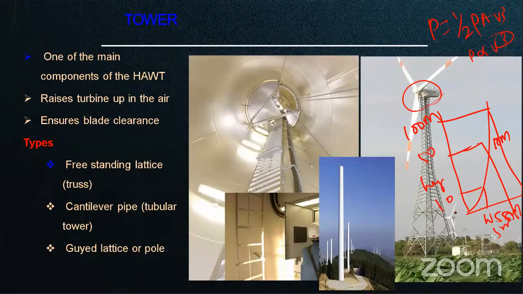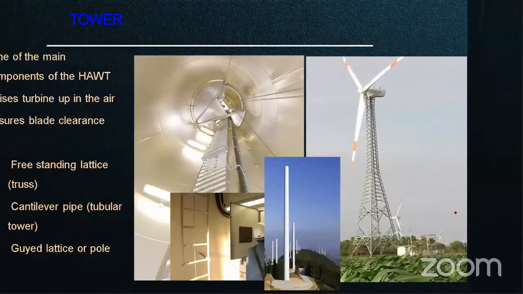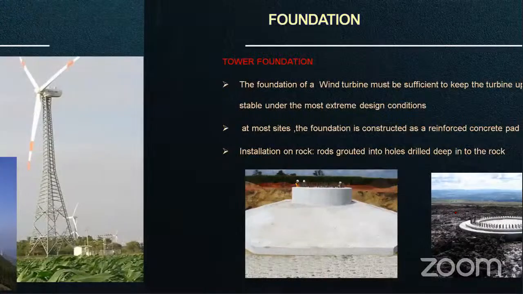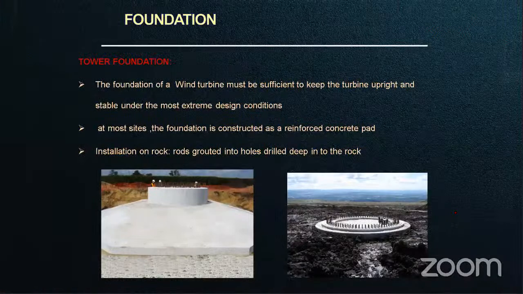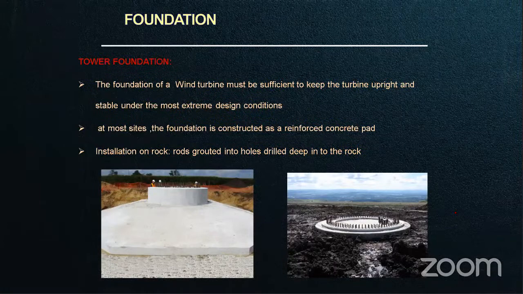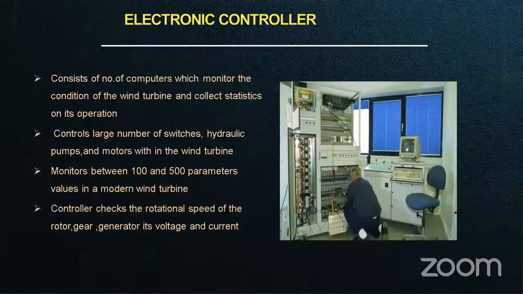Various different types of towers are there, and also the foundation. The foundation is another most important component and must be sufficient to keep the turbine upright. Whatever the wind, whatever the external conditions, you should always keep the turbine upright. That is the purpose of the foundation. The electronic controller: there are many computers.